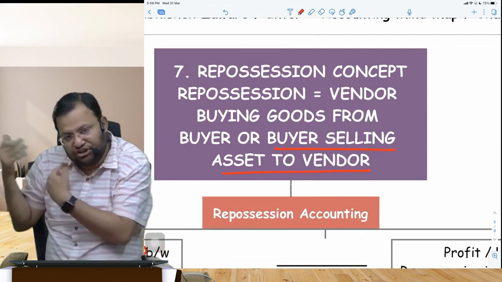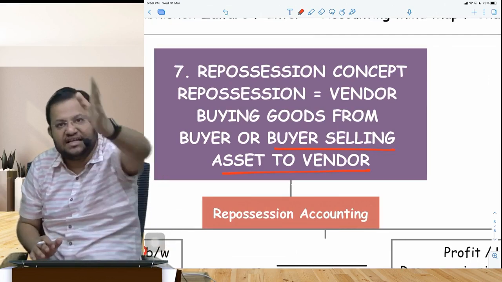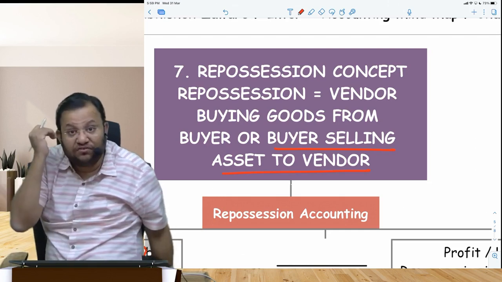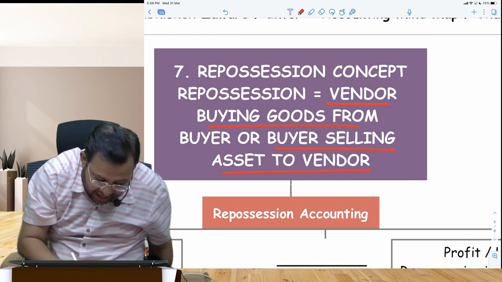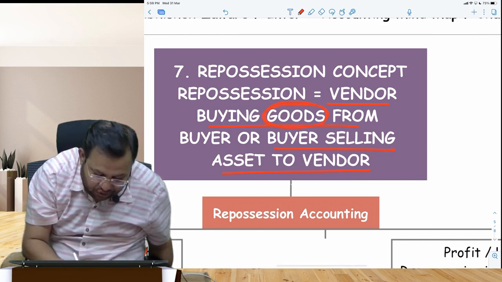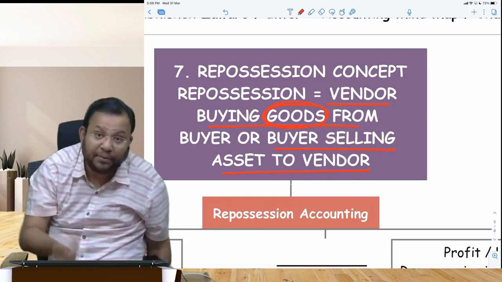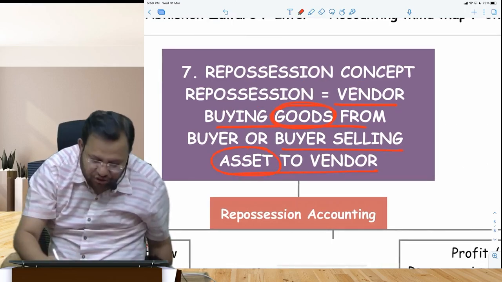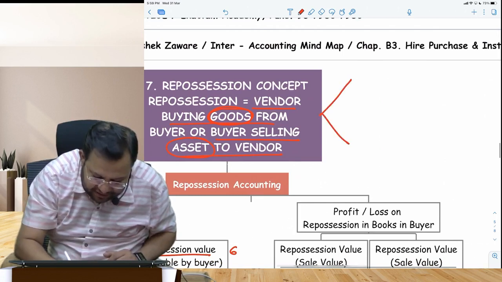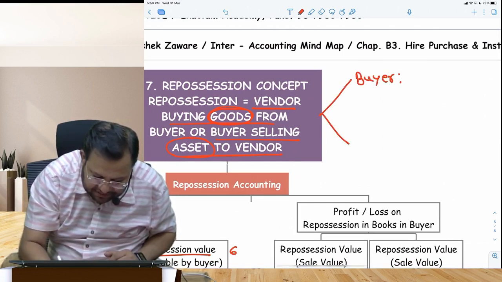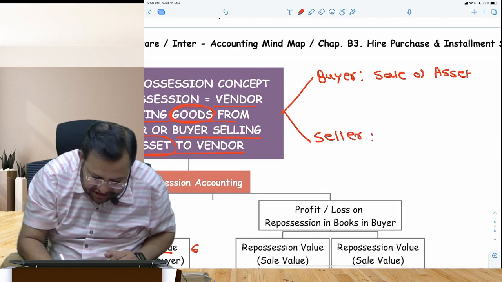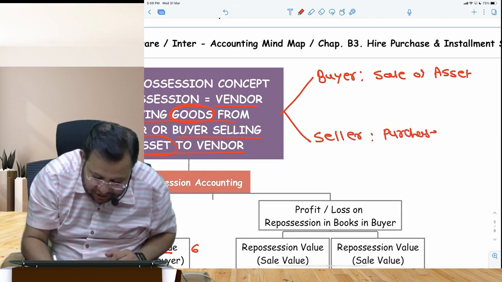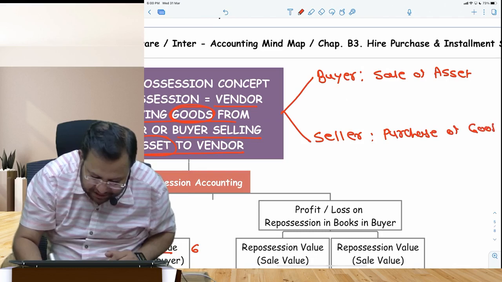When you look at the books of the buyer, it is as good as the buyer selling the asset to the vendor. And if you are looking from the books of the vendor, it is as good as the vendor buying the goods. I did not say asset. For the vendor I say goods, because for him it is a current asset, but for the buyer it is an asset. So from the point of view of the buyer, repossession is a sale of an asset. Repossession is a sale of a non-current asset. For a seller, repossession is nothing but a purchase of goods. It is as good as a purchase of goods.